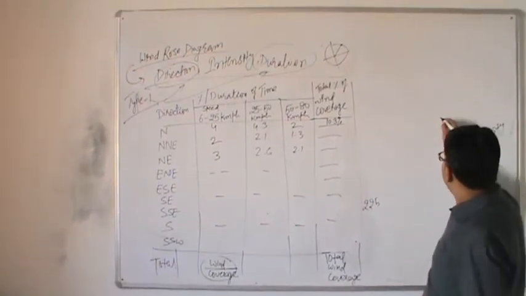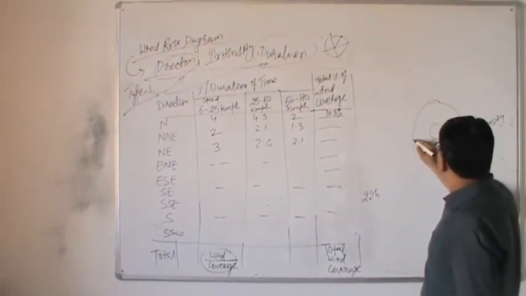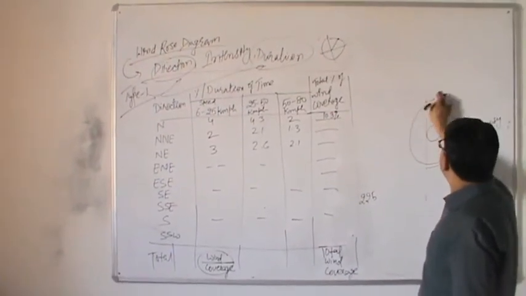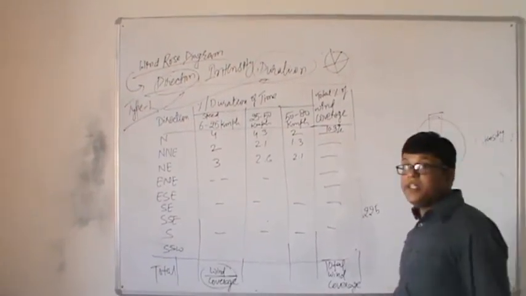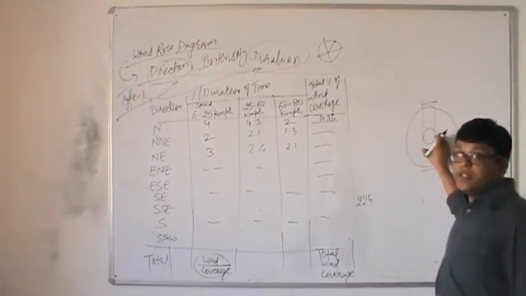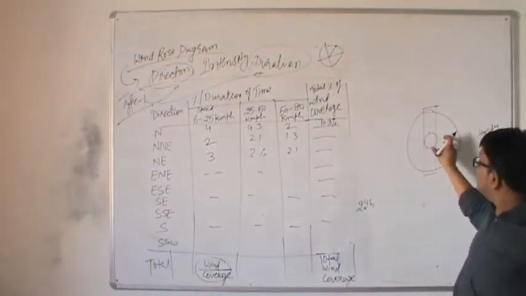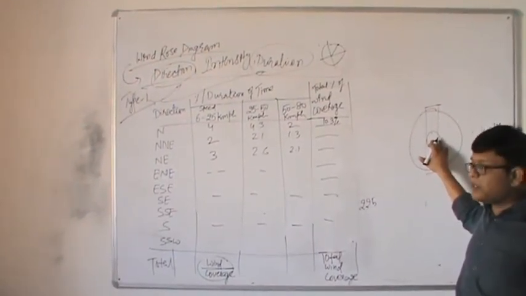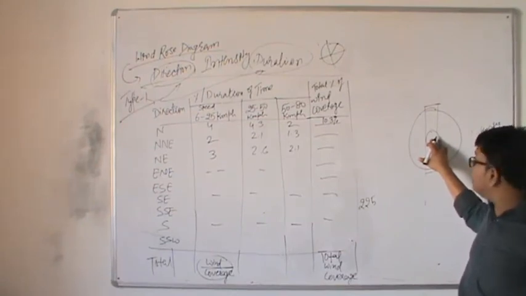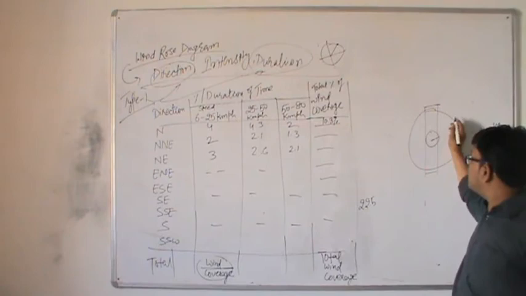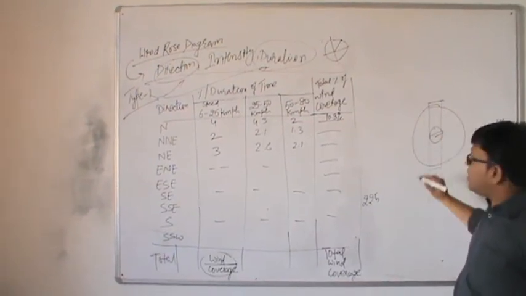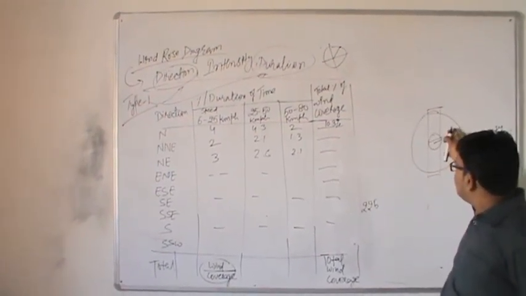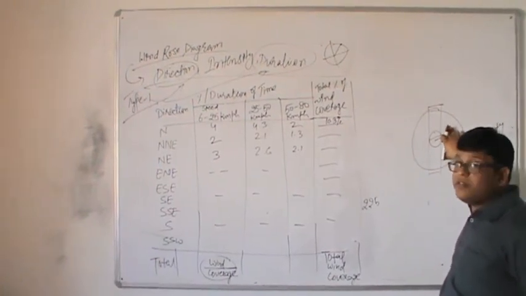After doing all these things, we have to use a template board. After preparing the Windrose diagram of type 2, we have to take a template board. The diameter of the template board will be 2 times the wind coverage component, that is 25 kmph. The length of this template board will be slightly higher than the diameter of the Windrose diagram.